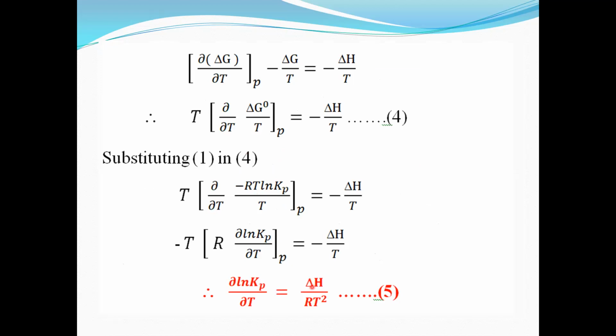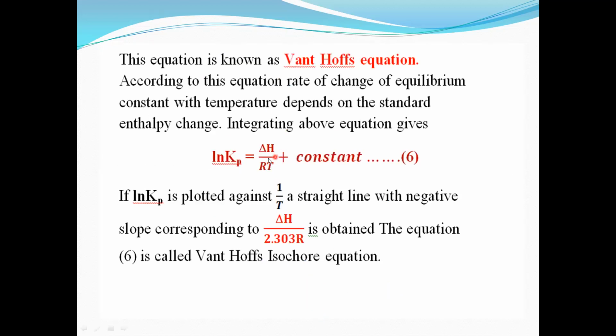Now, what is the integration of delta H upon RT square? So the integration of delta H upon RT square is delta H upon RT, plus we have taken integration, so put the constant of integration, plus that is the constant. So when we do integration of equation 5, we get ln Kp is equal to minus delta H upon RT plus constant, and this equation we call equation number 6.